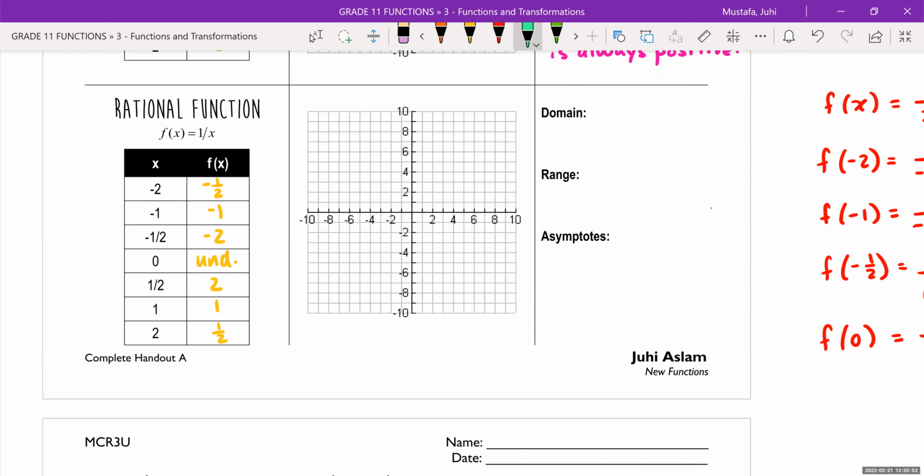For the parent function of the rational function, we have asymptotes on the actual axes. And the way you're going to show that is you're going to make a dashed line using a ruler. So I don't have a ruler. I'm going to try my best, but you're going to basically make one dashed line going like this down the y-axis. And then you're going to make another one going up the x-axis, or across the x-axis, I should say.